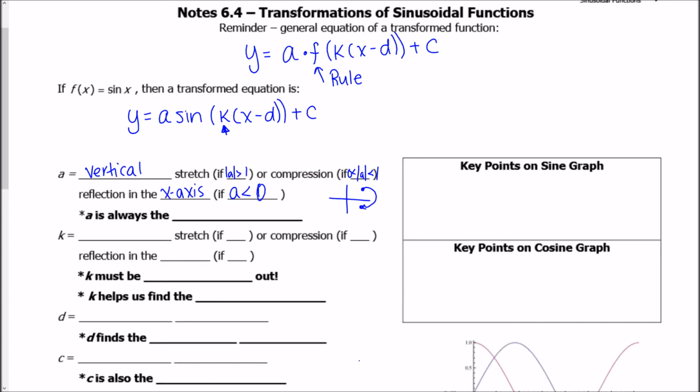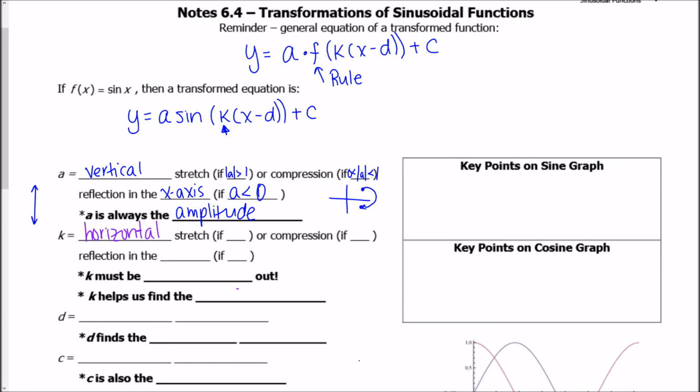Now, with regards to sinusoidal functions, the regular amplitude of a sine function is just 1. So here, whatever you're stretching it by vertically is going to change the amplitude. So a always tells us the amplitude of our sinusoidal function. Okay, so it's always the amplitude in a sinusoidal function. All right, awesome.